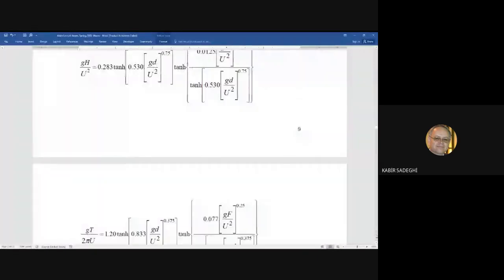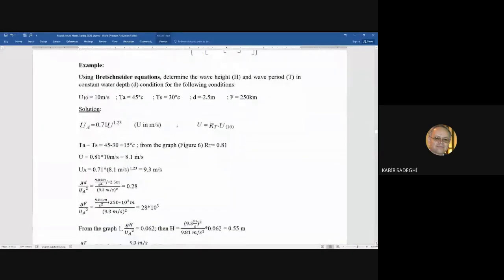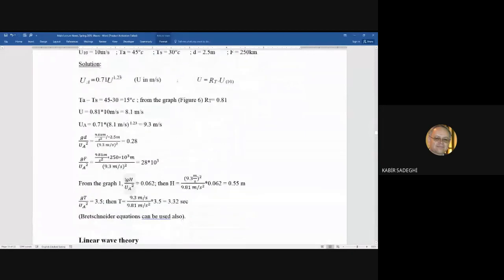Actually, we solved this in the class with the students. I hope there's not a mistake. I am sure not. Yes, you see the exact value that we found from graph one is something about 6%, 0.62. That's correct. By applying GH over UA square and calculating H, we define 0.55 meters. And for T, from the next graph, we find GT over U square equals 3.5. Then by applying the values, we find the value of T, 3.32 seconds.